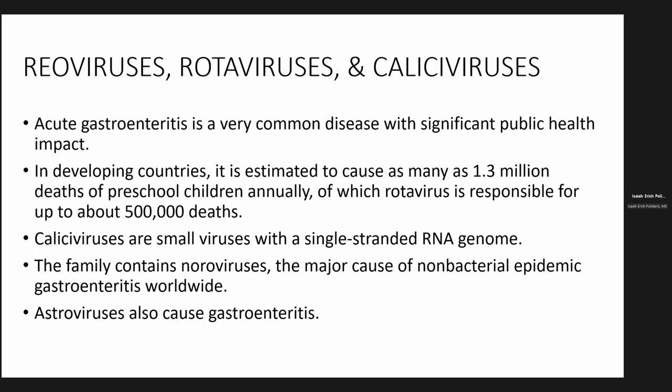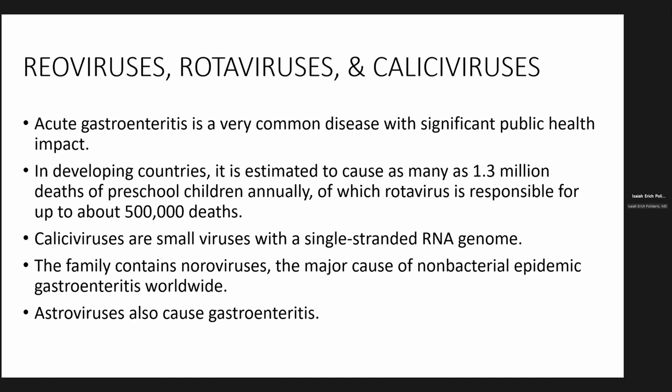Acute gastroenteritis is a very common disease with significant public health impact. In the developing countries, it is estimated to cause as many as 1.3 million deaths for preschool children annually, of which rotavirus is responsible for about up to 500,000 deaths.